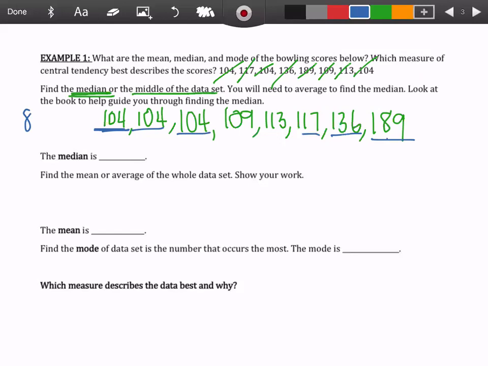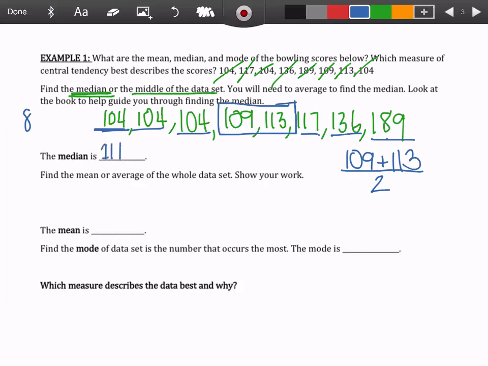So every time I underline a number on the left, I always underline a number on the right. And then, as you notice here, we have an even number of data points, and we have 2 numbers in the middle here that we can't underline because there's no number in between. So we're going to find the average to find the median. To find the average, you take 109 plus 113, and there are only 2 numbers, so we're going to divide it by 2. And if we do that, 109 plus 113 divided by 2, we get 111.